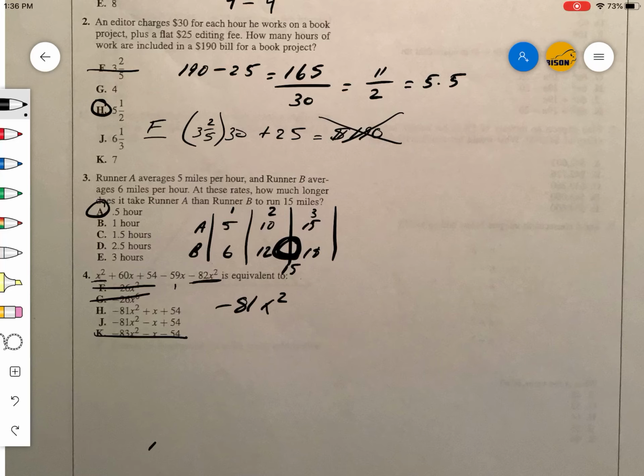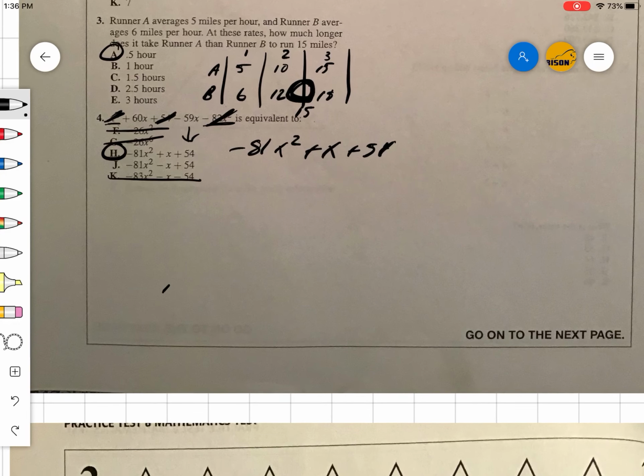If you notice, here's what I notice about my answer choices. Both of them have the same last digit, so both plus 54. So really the center section is the only thing that's going to matter. I've taken care of that, I've taken care of that. I really don't care about the 54. I just have to keep in mind 60x minus 59x. So 60 minus 59 would be a positive x, so it would be plus x, and then obviously the plus 54 on the end. So that would lead us to believe H is our correct answer here.